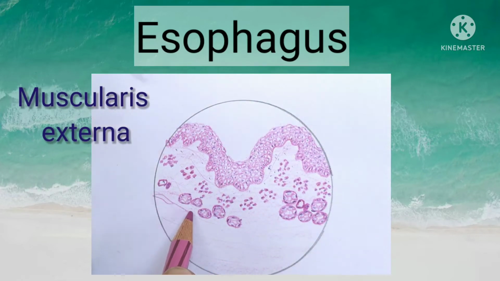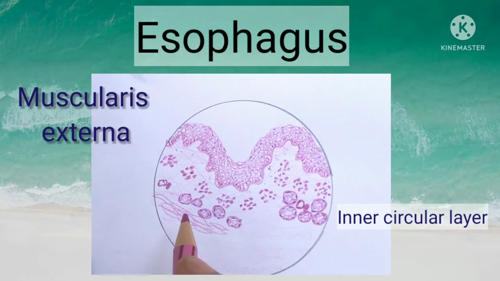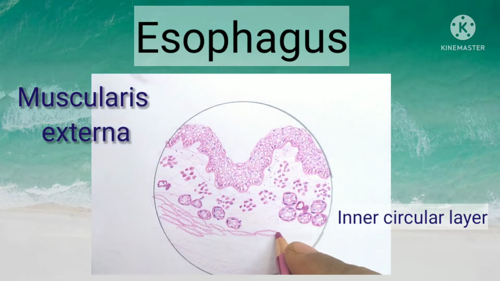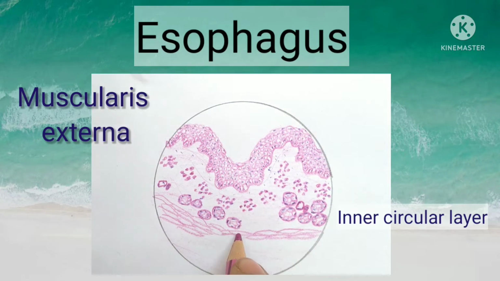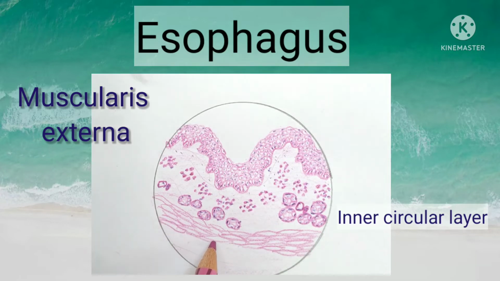And coming to the muscularis externa, everywhere we have an inner circular and outer longitudinal layer. There is a speciality in the esophageal muscularis externa. In the upper one third of the esophagus, we have striated muscles, that's voluntary muscle, whereas in the middle one third, it's an admixture of both striated and smooth muscle fibers. In the distal one third, we have only smooth muscles. So there is a gradual change from striated to smooth muscles.